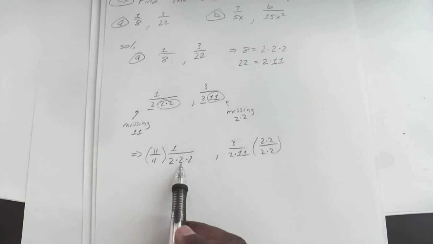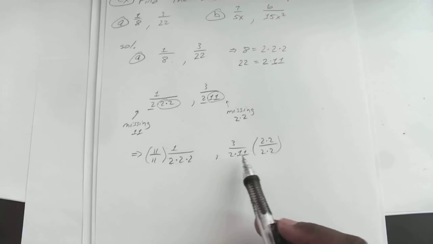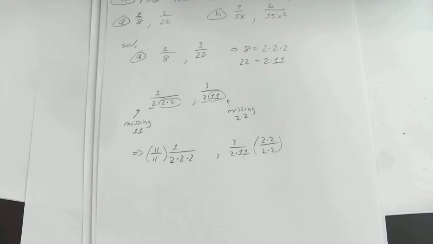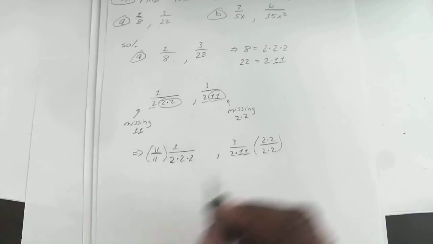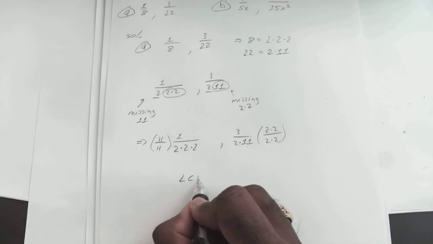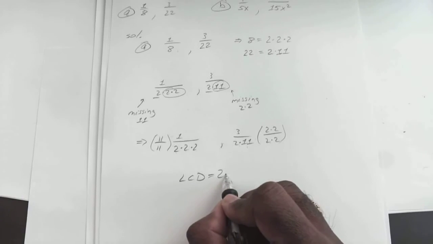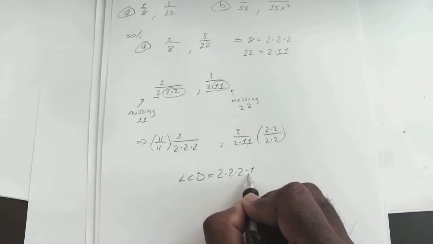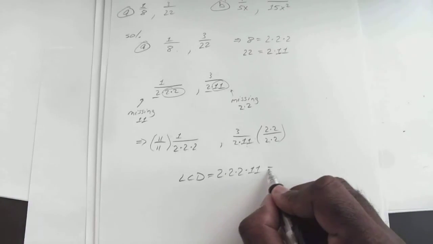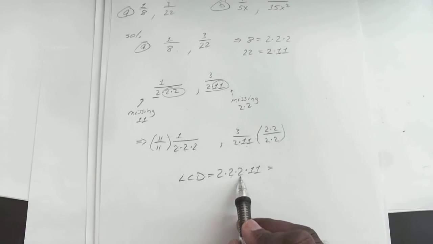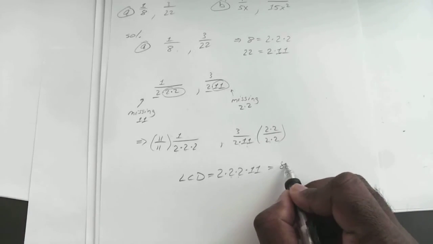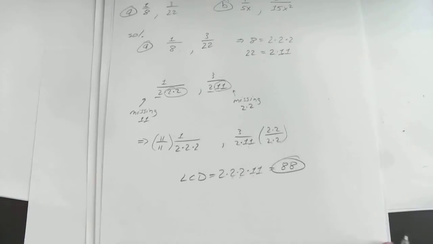Okay, so you have 2 times 2 times 2 times 11, 2 times 2 times 2 times 11, so both of your denominators now match. So that means your least common denominator would be your 2 times 2 times 2 times 11. 2 times 2 is 4, 4 times 2 is 8, 8 times 11 is 88. Okay, so that would be your least common denominator.